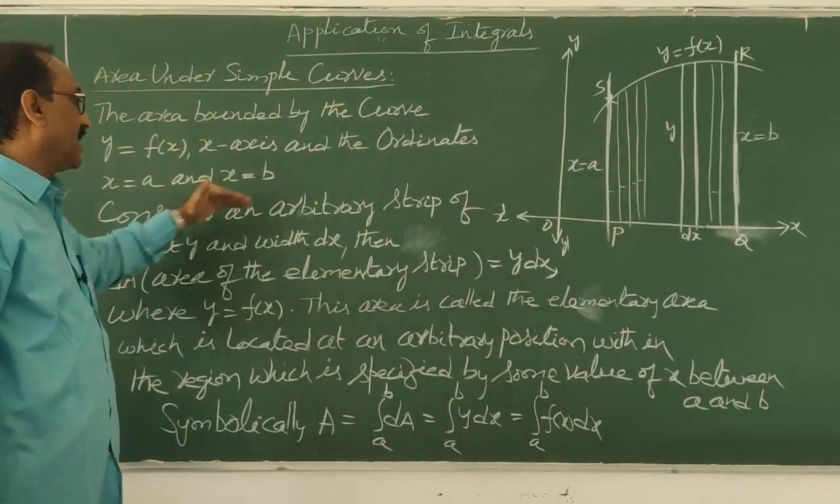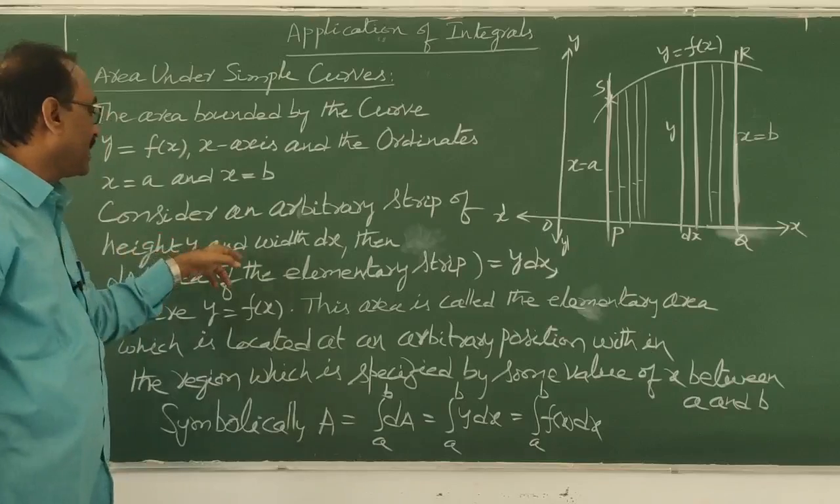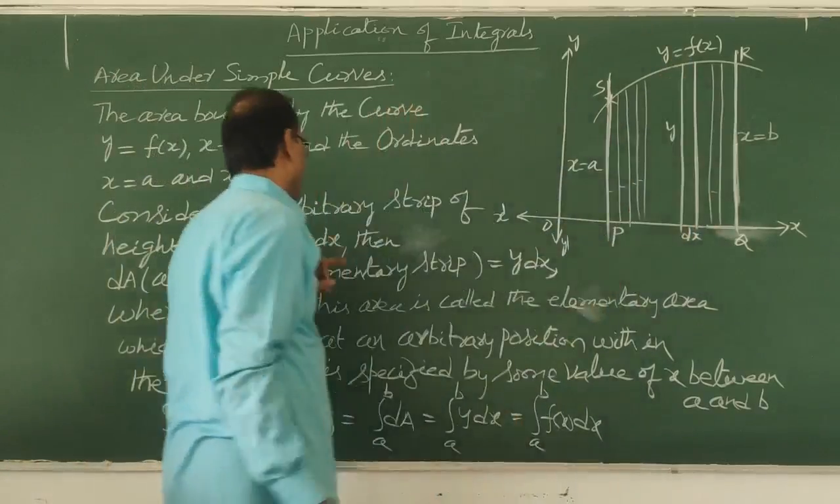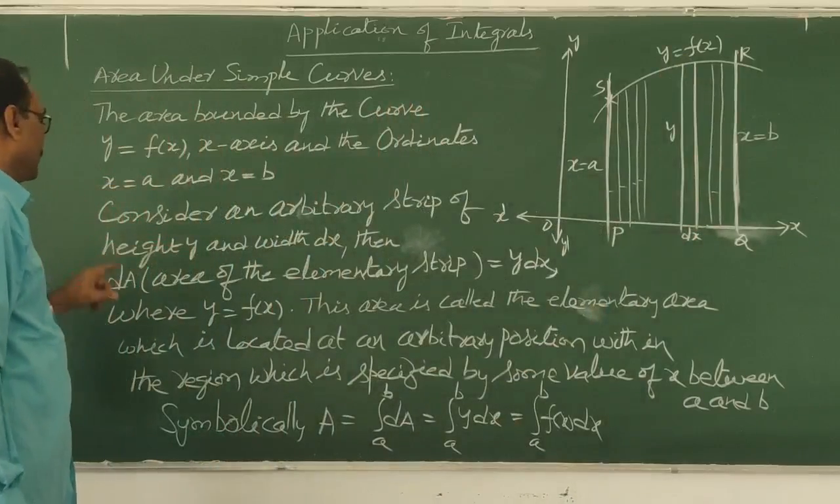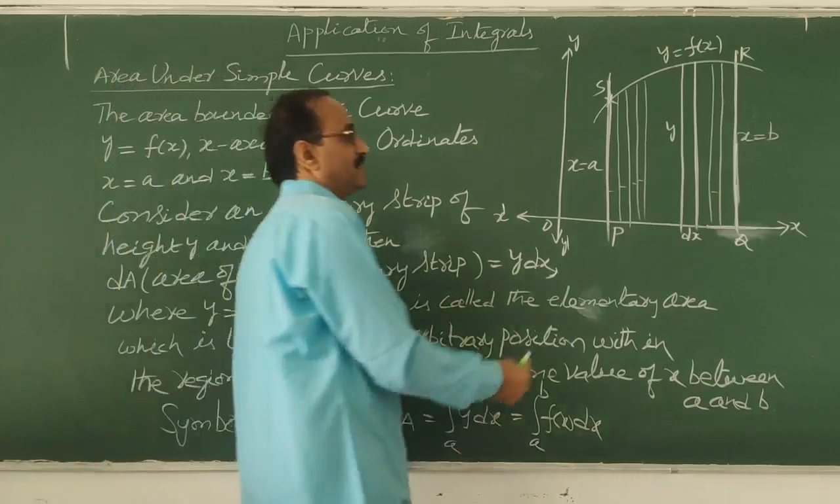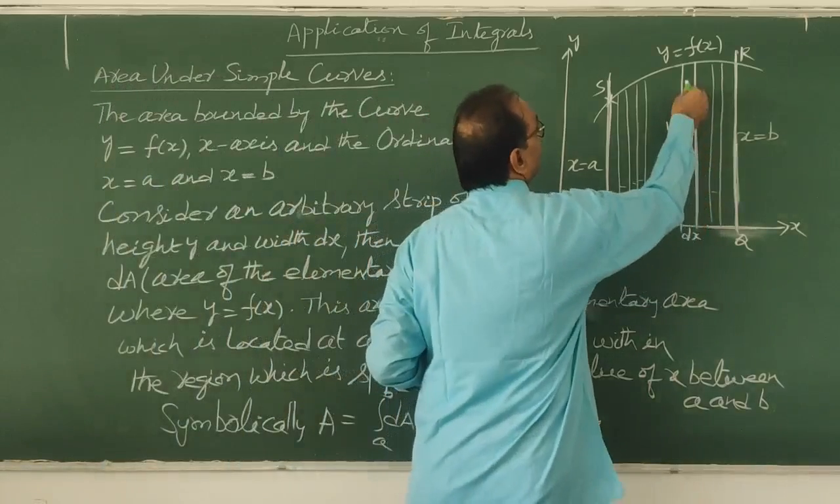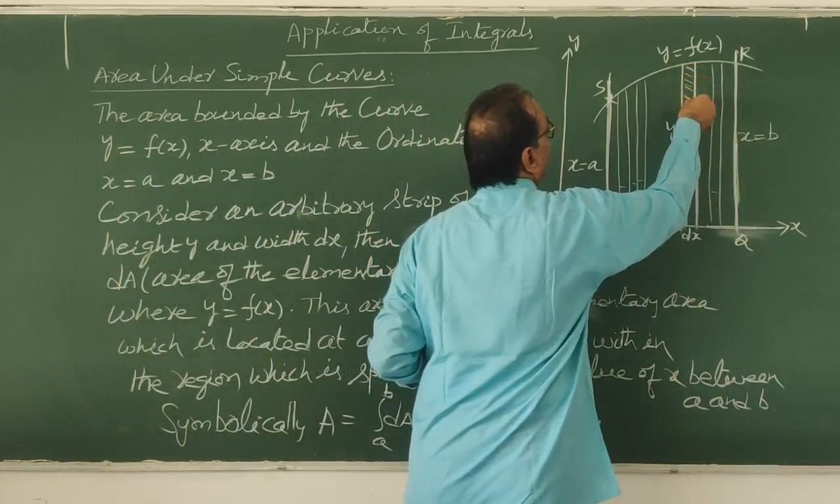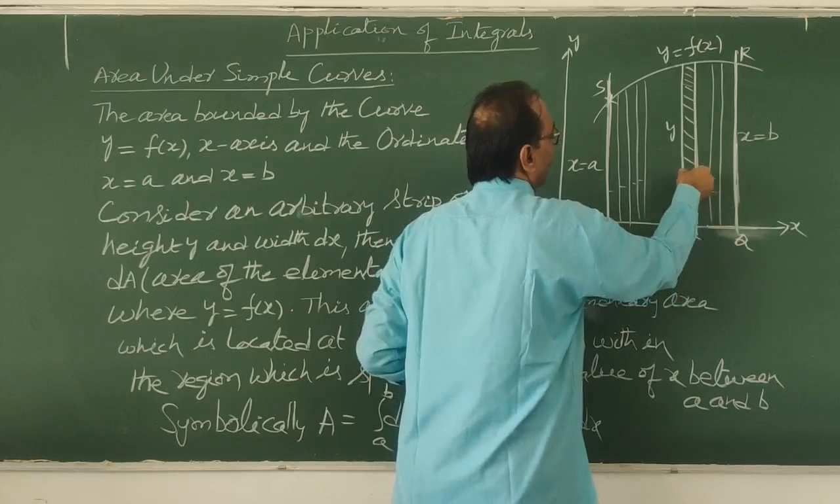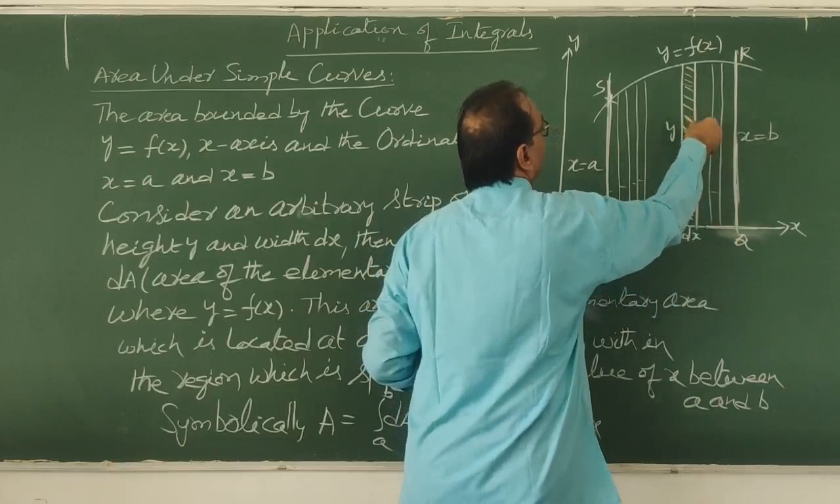Now consider an arbitrary strip of height y and width dx. Yes, this is y and this is dx. Now dA is the area of the elementary strip. Area of the elementary strip means this area. Elementary means beginning. So we have so many elementary strips, that's why it is called that.